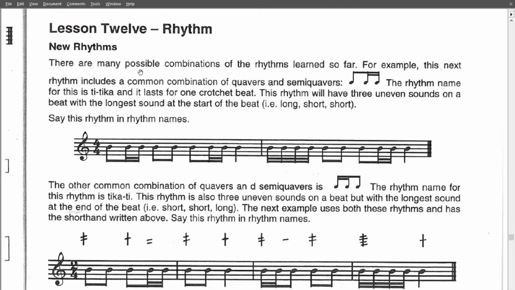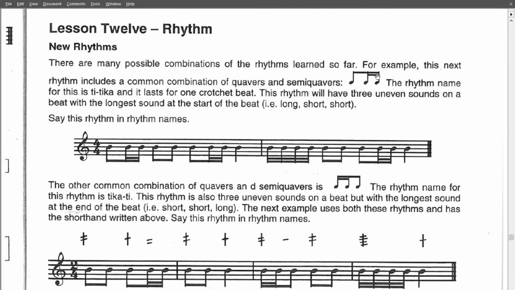There are many possible combinations of the rhythms learned so far. For example, this next rhythm includes a common combination of quavers and semiquavers. And here it is. So you can see this first note here is the quaver. We know that because it's got 1 beam. And then these 2 notes here are semiquavers. We know that because they have 2 beams.